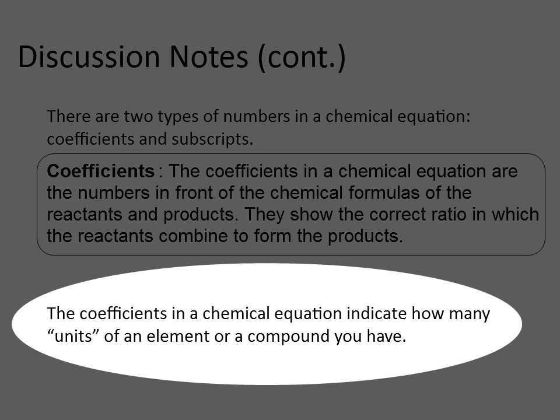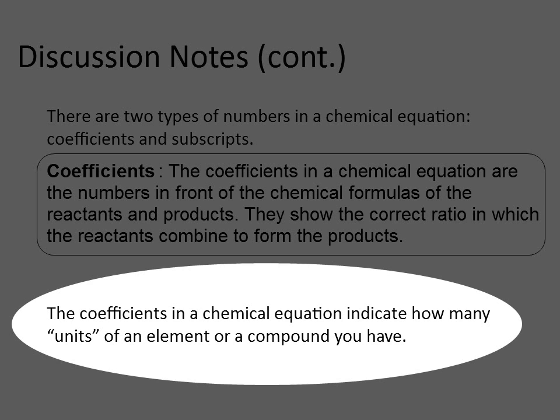The coefficients in a chemical equation indicate how many units of an element or a compound you have. When there is no coefficient, it is understood that there is 1 unit. Note that the coefficients can represent any counting unit. For instance, the equation on your discussion note page can show you that 1 propane molecule will react with 5 oxygen molecules to produce 3 carbon dioxide molecules and 4 water molecules.